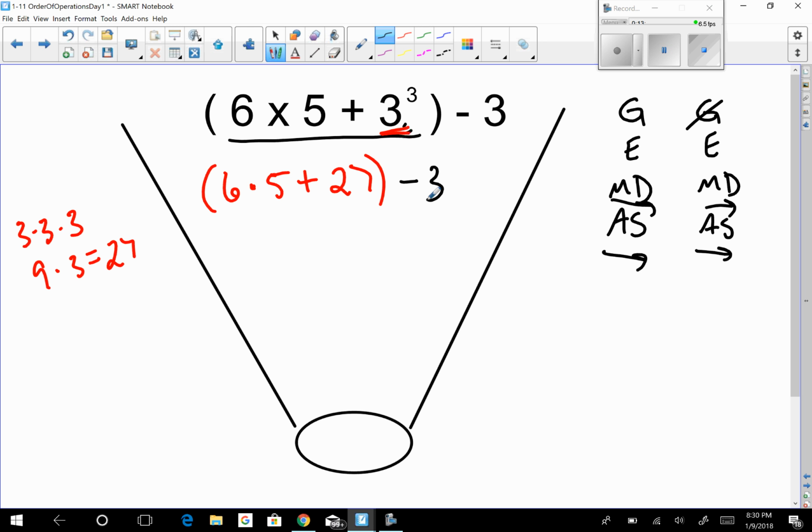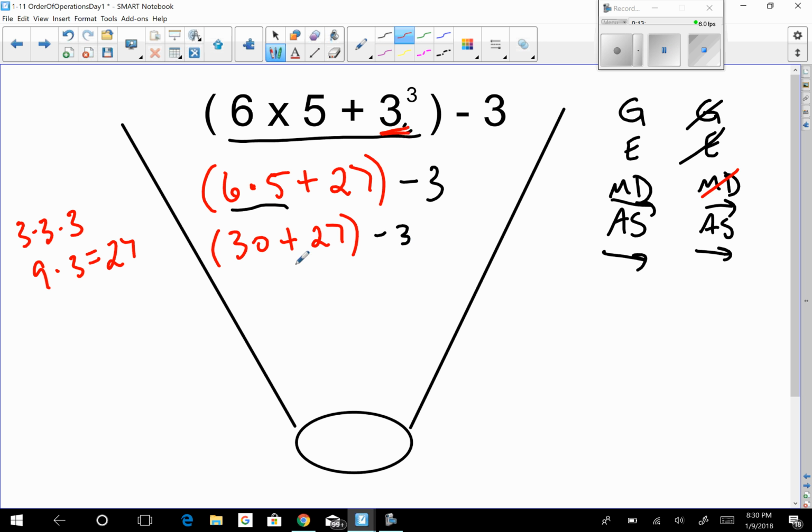Okay. Next, so we're done with exponents on the inside. Now we've got to do multiplying and dividing. We have just this multiplying right here. So we have 6 times 5. And again, our parentheses are still there because we haven't finished everything inside them. So you have 30 plus 27. And then we still have the minus 3 on the outside. Okay, we're done with multiplying and dividing on the inside.